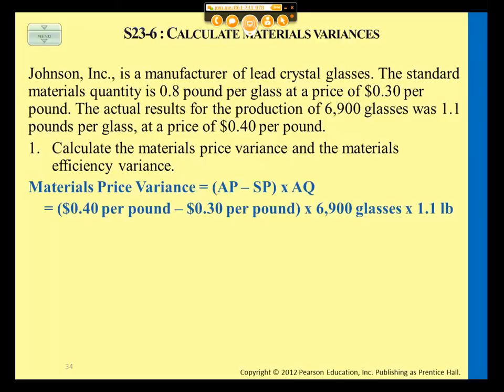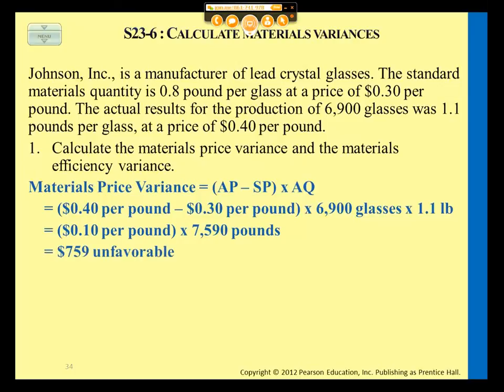Why do we calculate this way? That's right, so I have to read very carefully. That's going to give me 0.1 per pound. And we need pounds and pounds, right? So we have dollars per pound multiplied by pounds, and we're going to get our price variance at the end. And that's 759. Why is it unfavorable? Why do I put it as unfavorable?